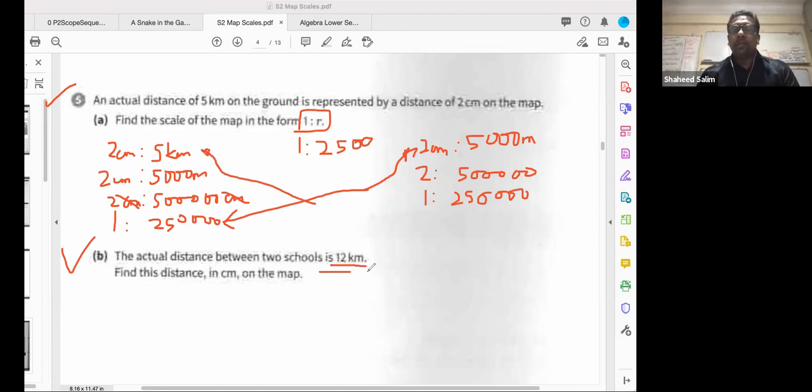The actual distance is 12 km. So you don't use this one now. You can use this one, or you can even change it to 1 cm to 2.5 km. Can also, no problem. You use one of these.